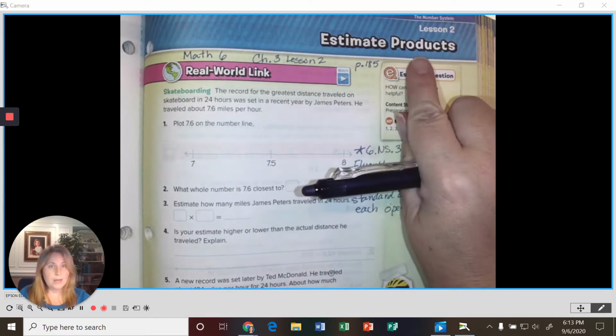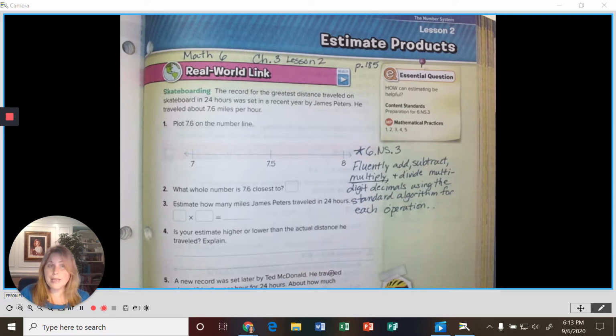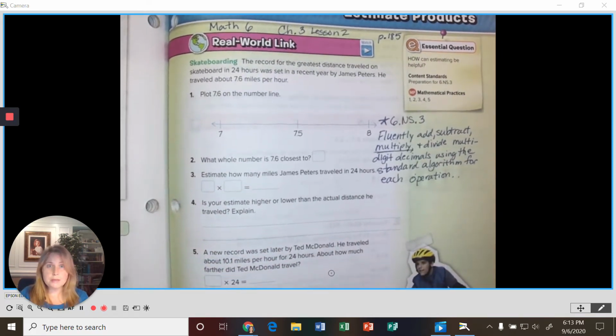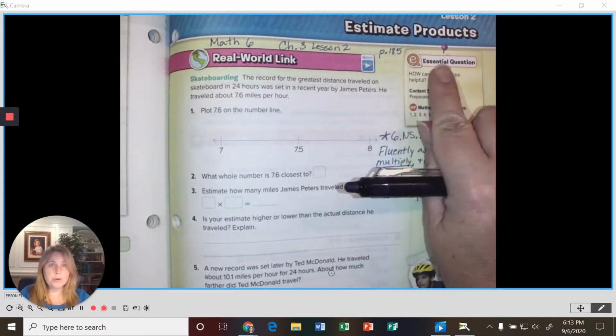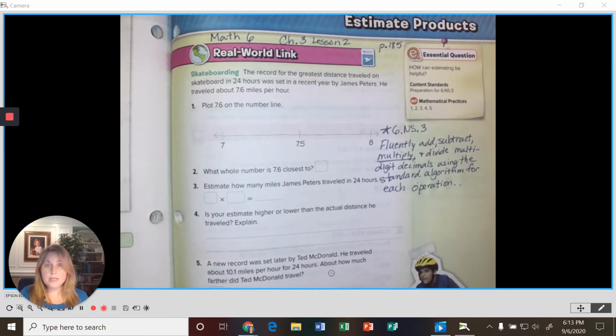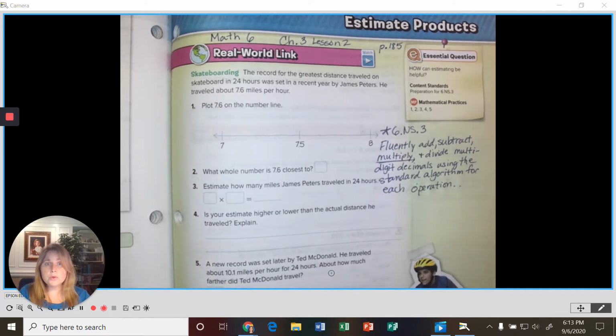Remember the vocabulary term product. Product is the answer to a multiplication problem. So let's look at some estimating. Estimating products is really helpful to us because it helps us to know if our answer is reasonable. So, skateboarding. The record for the greatest distance traveled on a skateboard in 24 hours was set in a recent year by James Peters. He traveled about 7.6 miles per hour. Plot 7.6 on the number line.